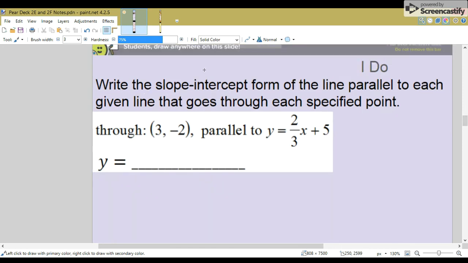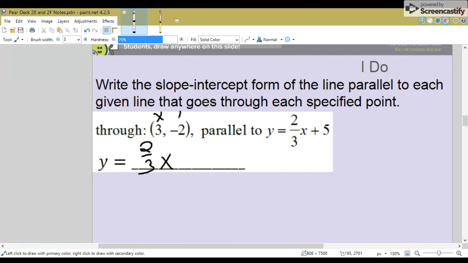Write the slope-intercept form of the line parallel to each given line that goes through each specified point. So it goes through the point (3, -2), and is parallel to the line y equals 2/3 x plus 5. So we know our parallel slope is going to be the same. So we have 2/3 and then x. We don't know what our b is yet, though, so we need to solve for it. Let's plug in the point.